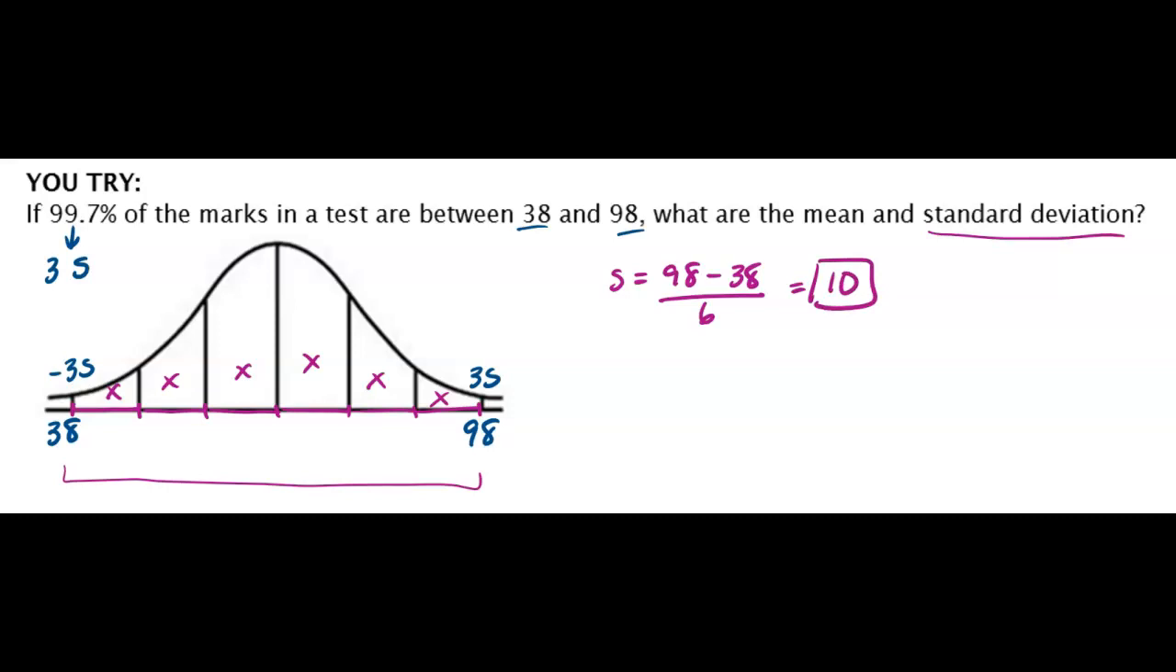For the next step, what we need to do is figure out what the mean is. Now, I know that the mean is this number that's in the middle. So if I use my standard deviation and I just keep adding it to my smallest number until I get to the middle, that will give me my mean. So if I take 38 and add 10, that's going to give me 48. Add 10 again, that gives me 58, and then add 10 one more time, my middle number is 68. So I now know that my mean is 68.